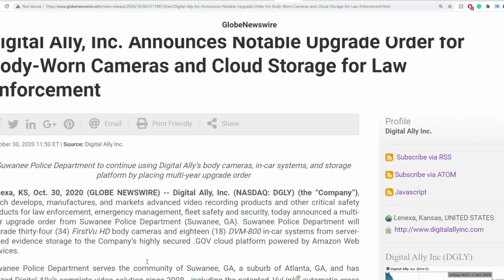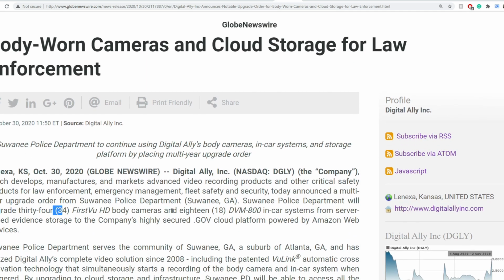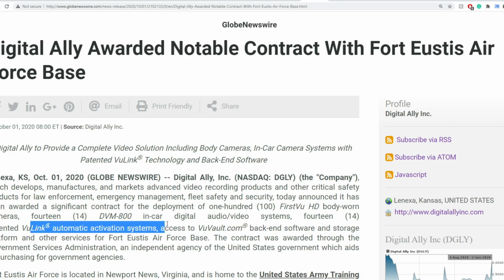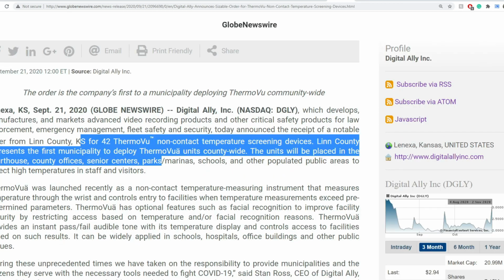The Wani Police Department, they have around 34 upgrades and around 8 for their body cameras and 18 DVM 800 system trackers and storage units. That was sold, I think, on the PR on the 30th of October, so not long ago. Next, October 1st, DGLY was awarded a notable contract with Fort Eustis Air Force with around 100 body cams and 14 DVM 800s in-car digital audio and video systems, including 14 patented VuLink automation activation systems and access to their platform.